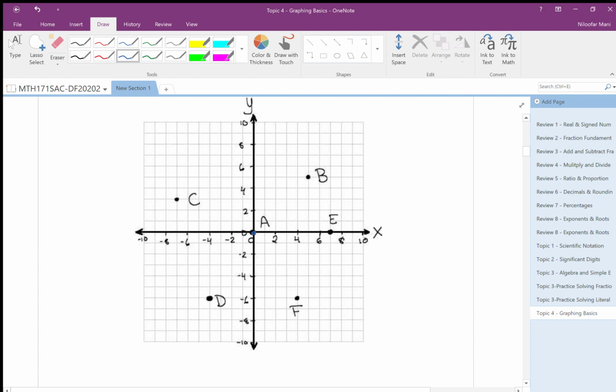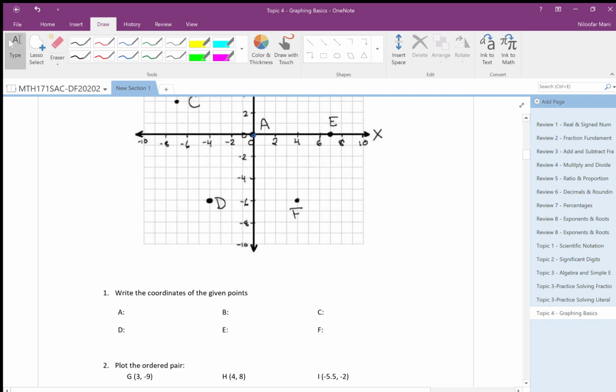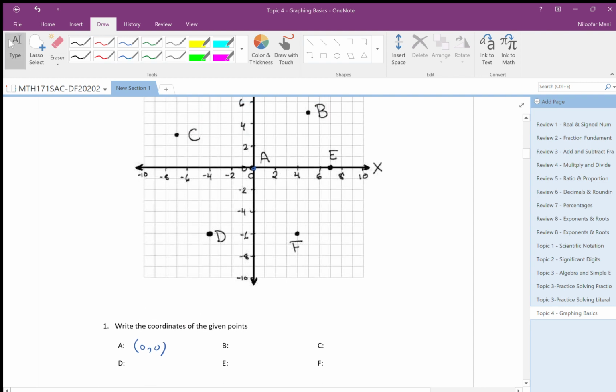I see A is on the origin, so A is 0 and 0. No question. How about B? I need to make a perpendicular line to the x-axis and find these points. I look at my x-axis and I need to see what number that is. So I need to have a scale. I cannot say, okay, I just show you these parts and I don't see any number. If I don't see any number, I really don't know what that is.